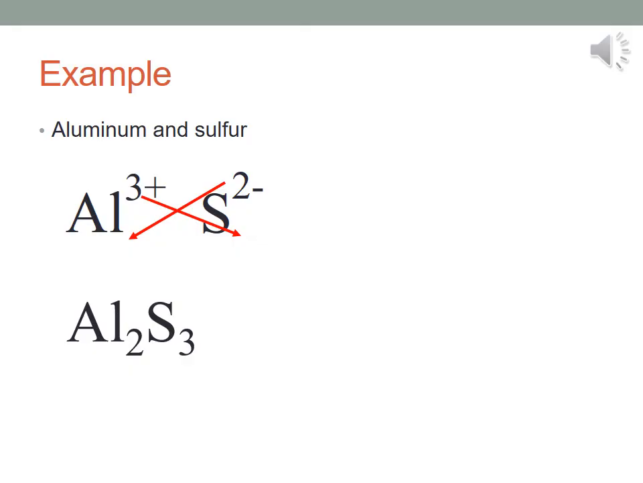Now that we've written the symbols with their charges for each element, we are going to crisscross the charges. So we're going to take the number from each charge and make it the subscript on the bottom of the element opposite of it. So the 3 comes down to the subscript on sulfur, and the 2 comes down to the subscript on aluminum. Now we can write our final formula, Al2S3.